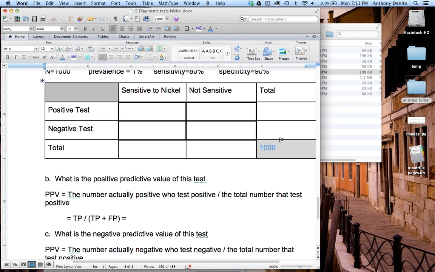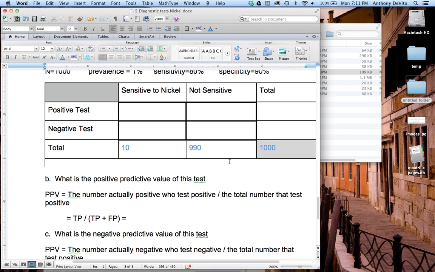You might try 10,000 just to keep it whole numbers and so on. So I picked 1,000. If the prevalence is 1%, how many of those people out of that 1,000 actually have the disease? That's 10. Only 10, right? How many don't have it?